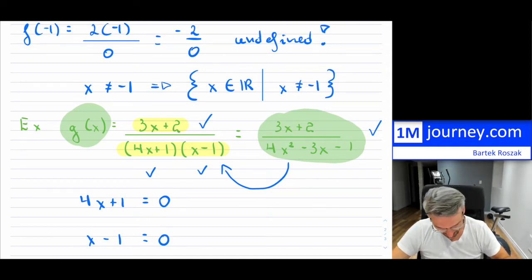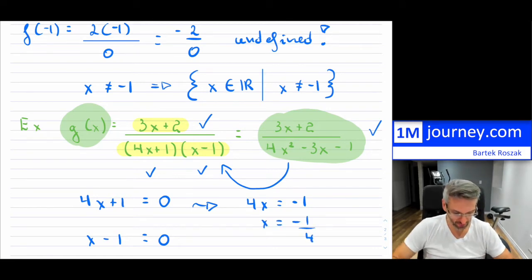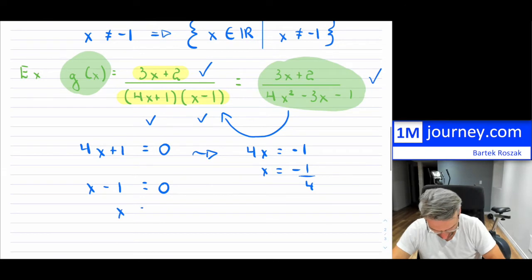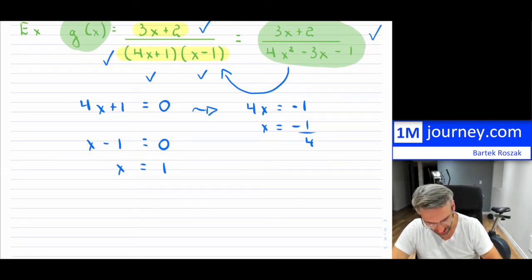So now if I do this, I can rearrange this, and I'm going to get that x is 0 at negative 1 over 4. So that's one of the zeros that we would run into. And then this one is x is equal to 1. So my restrictions for this denominator will be two points: x cannot be equal to 1, and it cannot be equal to negative 1 over 4.